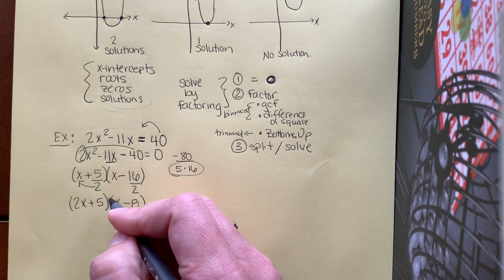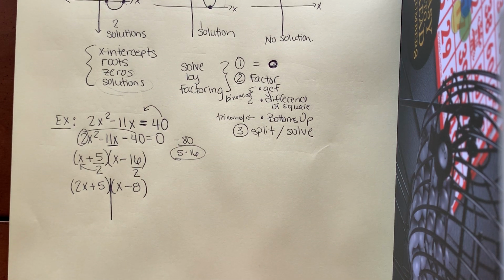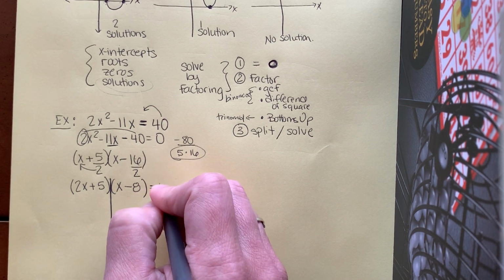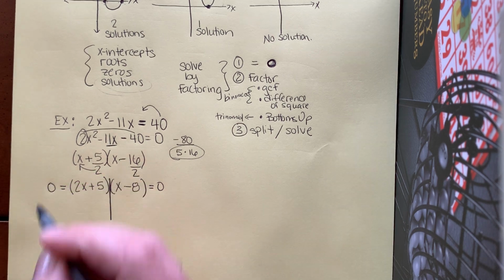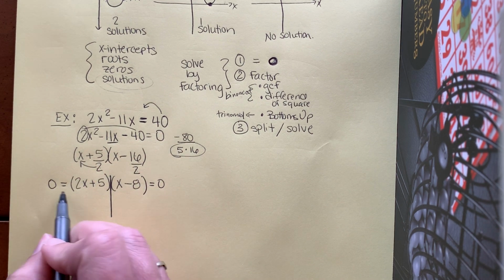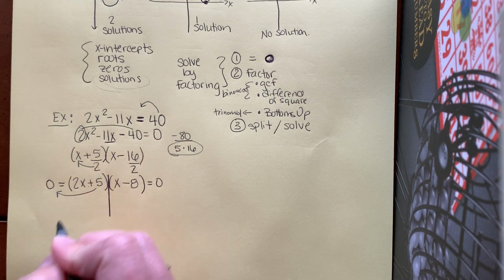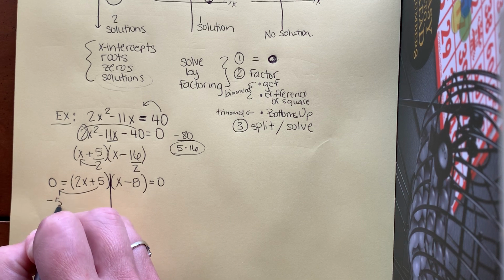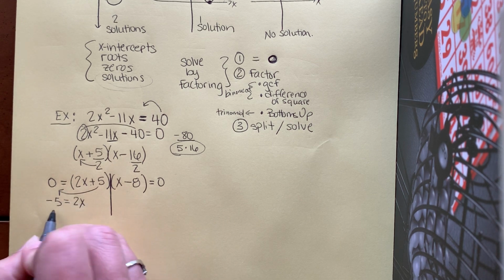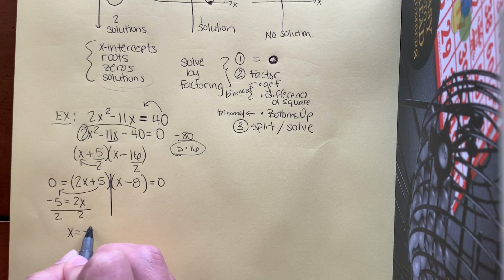What does that mean? That means I'm literally going to draw a line here to split up my factors. Kind of creates 2 problems here. So set them both equal to 0 and solve each equation. So this left side, 2x plus 5 equals 0, I'm going to move the 5 over. So that becomes negative 5 equals 2x. And then to solve, you're going to divide by 2. That's just solving a basic equation.